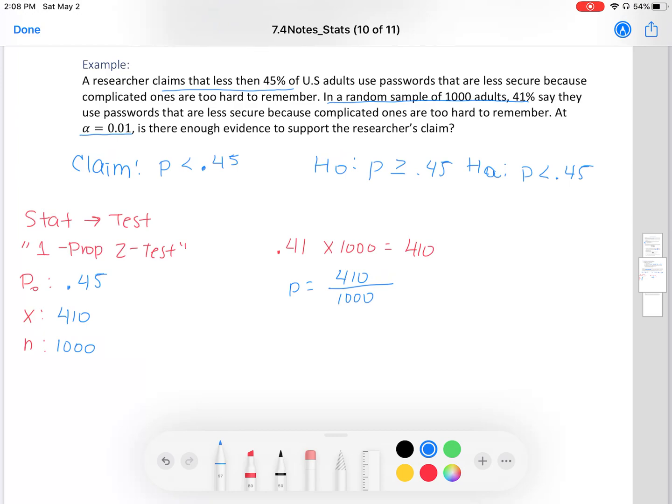Now, you could have also just used our 41% from our conclusion. We could have written that as 41 over 100. That would produce the same answer. But if we want to use the 1,000 given from our sample, we just multiply it by our conclusion, which is 41%, which is what we did above.